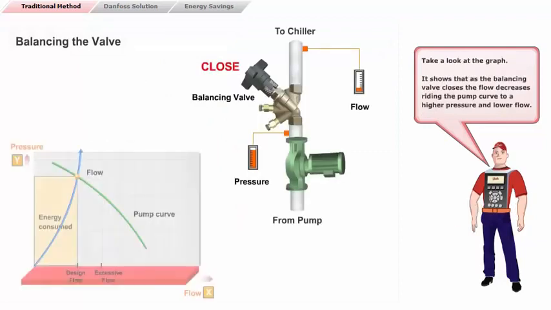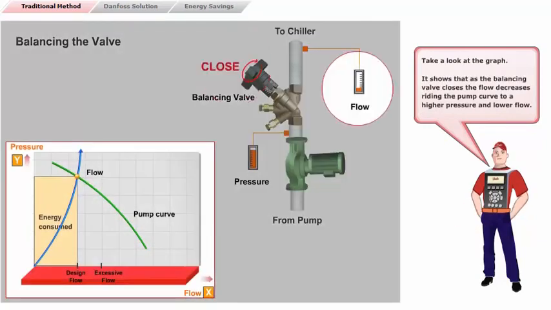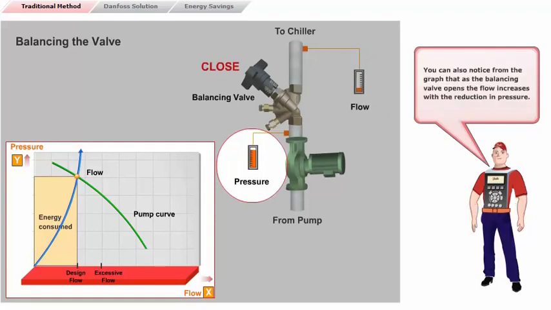Take a look at the graph. It shows that, as the balancing valve closes, the flow decreases, riding the pump curve to a higher pressure and lower flow. You can also notice from the graph that, as the balancing valve opens, the flow increases, with a reduction in pressure.